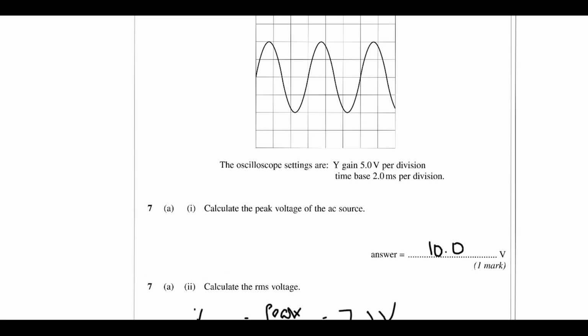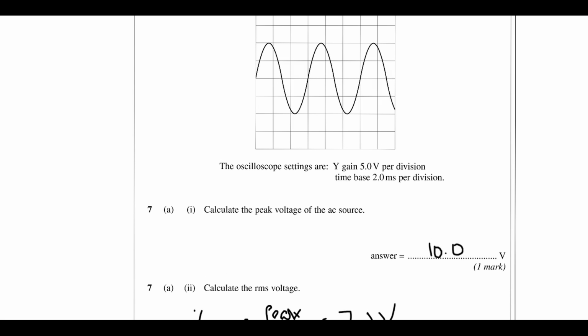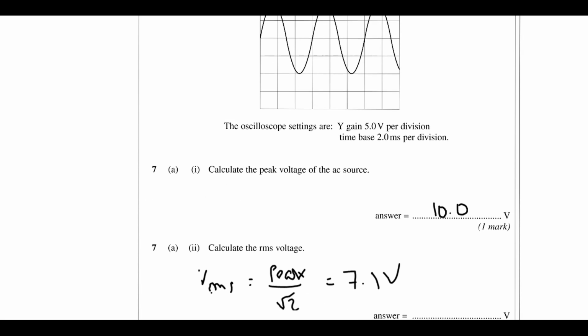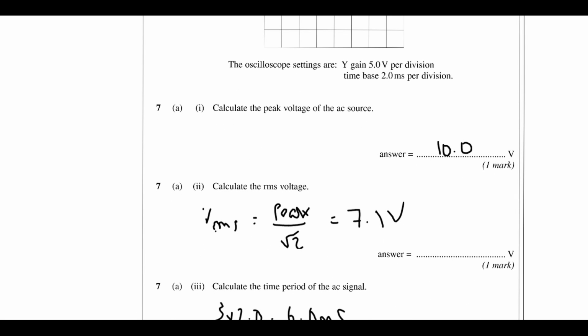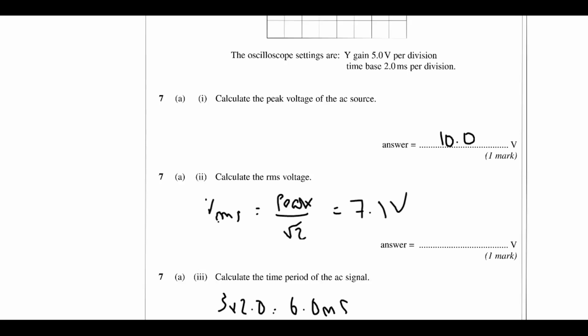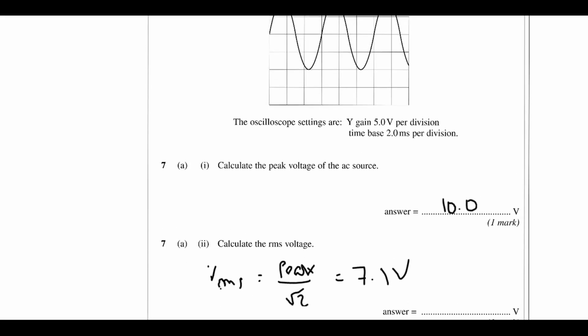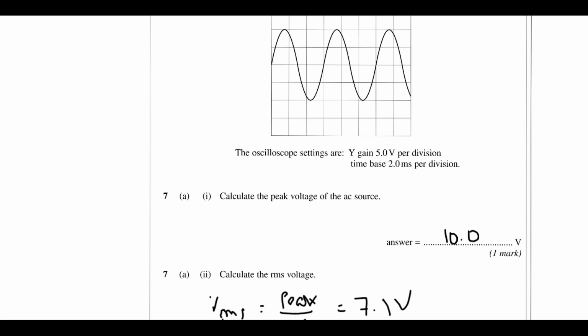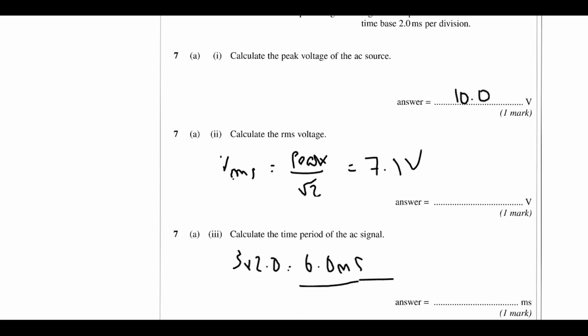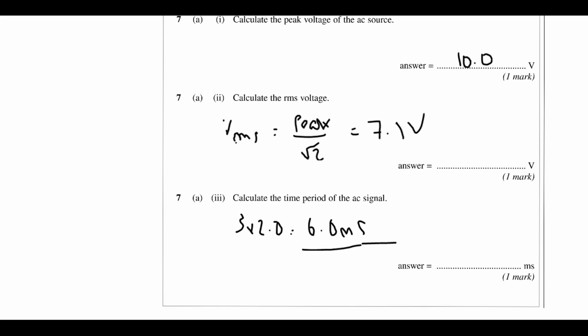So the peak voltage is half the peak to peak. So peak to peak is 4 squares. So peak is 2 squares. 2 times 5 gives you 10. And that's what you can see there. And what's the RMS next, which is the peak divided by root 2, which gives you 10 over root 2, so 7.1. Again, straightforward. Time period of the signal. So if we look at the distance between maxima here, so 1, 2, 3 squares, so 3 times 2 milliseconds gives you 6 milliseconds. Again, straightforward.